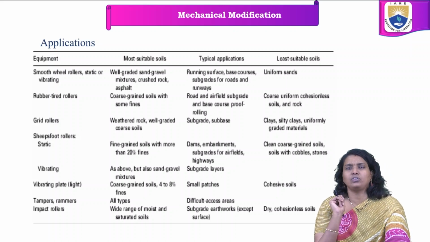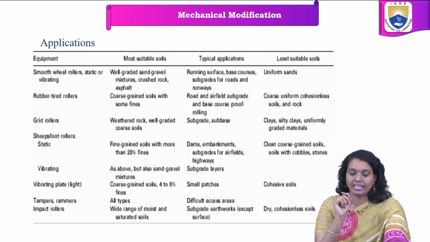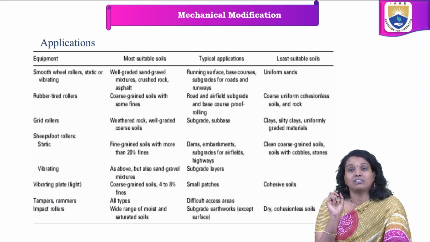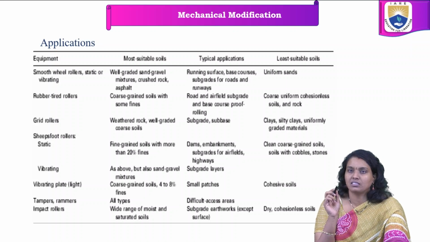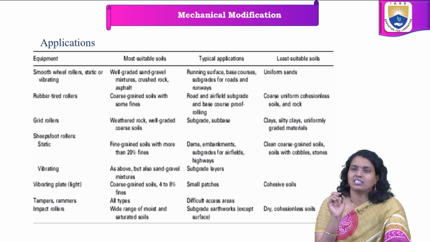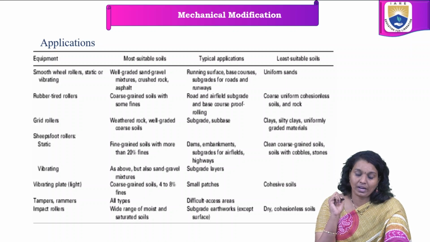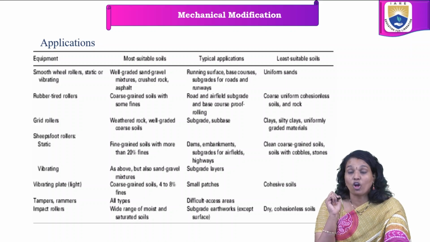Coming to the sheep's foot rollers, they are for fine grained soils with more than 20% fineness, for dams, abutments, subgrade for airfields and highways. The least suitable soils are clean coarse grained soils with stones. Coming to the vibrating plate light, as above, but also sand gravel mixtures and subgrade layers, we use it for coarse grain soils with 4 to 8% of fines, small patches. It is least suitable for cohesive soils.